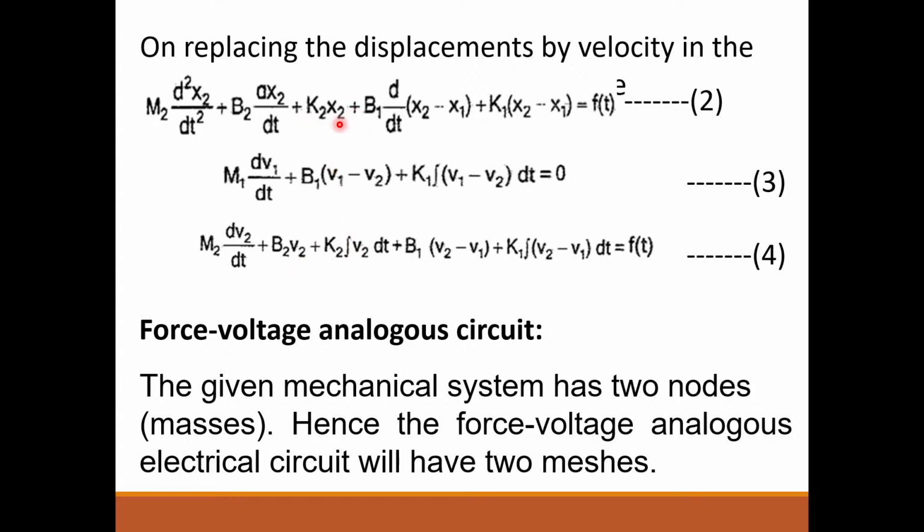x2 is what? Integral of v dt. x2 is equal to integral of v2 dt. Instead of x2 write integral of v2 dt. Next plus b1, write b1 as it is. d by dt of x2 means v2 minus d by dt of x1 means v1. So v2 minus v1 plus k1 write as it is. What is x2? Integral of v2 dt. What is x1? Integral of v1 dt. So integral of v2 minus v1 dt is equal to f of t. You just write f of t as it is. So equation 2 is modified as.